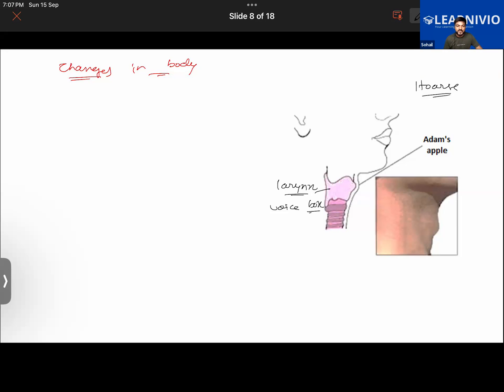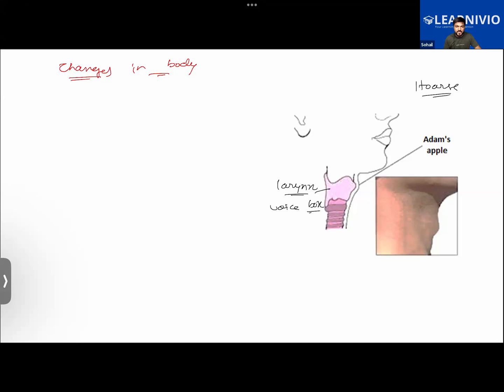Why is it so? It is because the voice box, the larynx, swells up, and due to this swelling it becomes visible. Many times this swelling of the voice box can occur through other reasons also. If there's an infection caused by bacteria or a viral infection, that can also lead to swelling of the larynx. But usually it also happens in a natural transformation. And this is visible, and this is called Adam's apple.